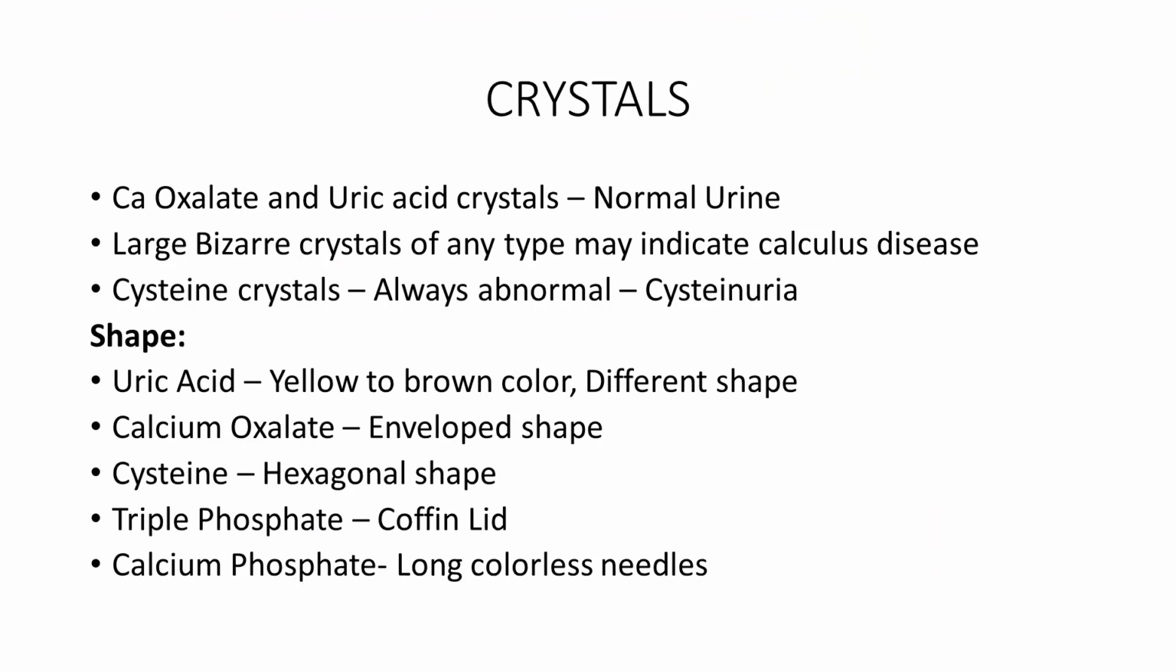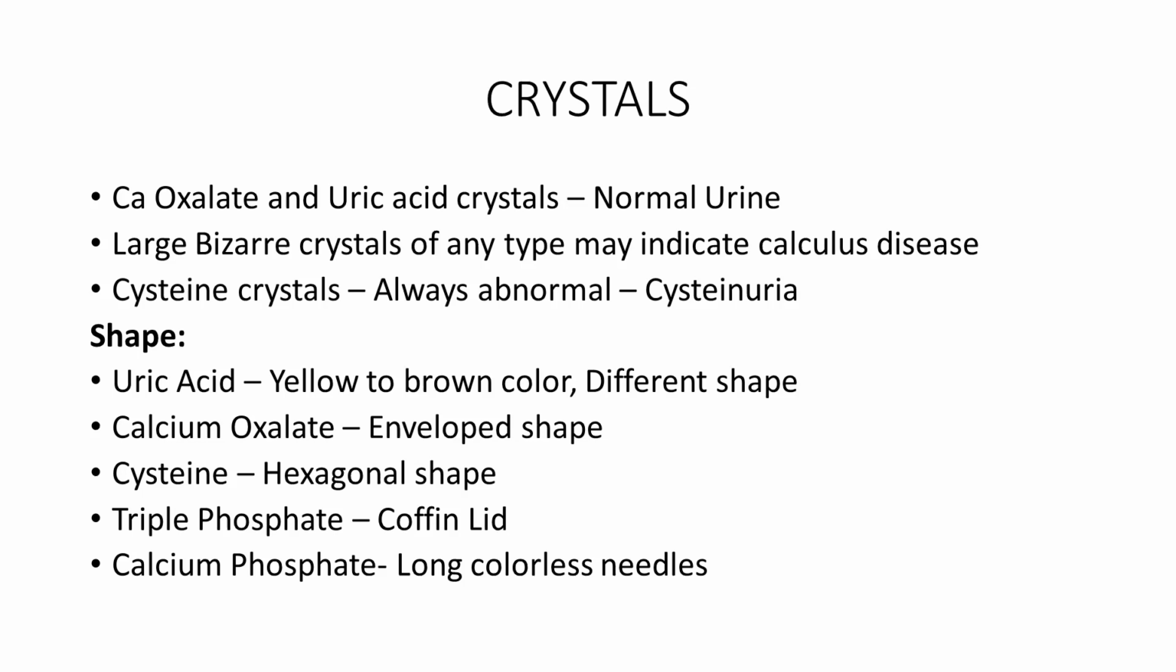Now, uric acid crystals appear yellow brown in different shades. Calcium oxalate crystals are envelope shaped. Cystine crystals are hexagon shaped. Triple phosphate crystals are coffin-lid shaped, and calcium phosphate crystals are long colorless needles.